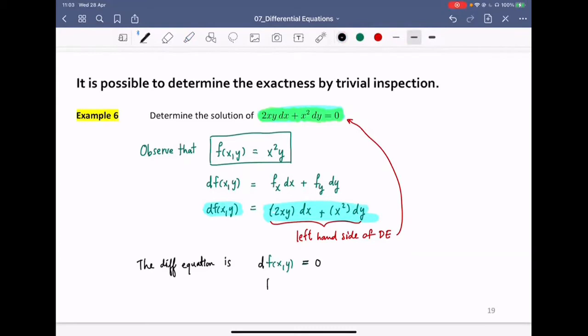And that means the answer is f(x,y) equal to a constant, because if you differentiate f and get 0, that function is constant. So the general solution is x squared y equal to constant. This is the general solution, the answer here. Well, that is the idea of an exact differential equation. So let's look at the theory now.